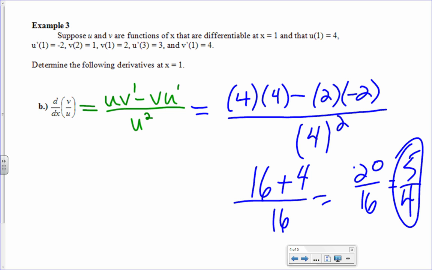So again, that is the instantaneous rate of change or slope of the tangent line at function v over u at an x value of 1, y value 4. Okay.